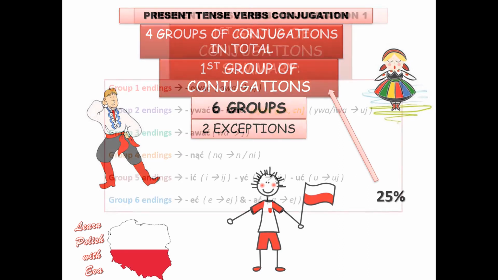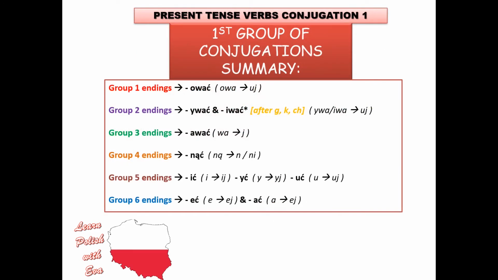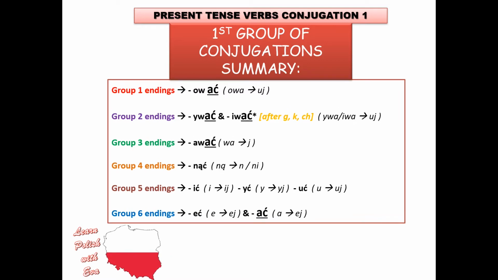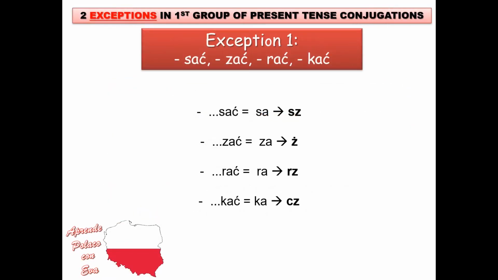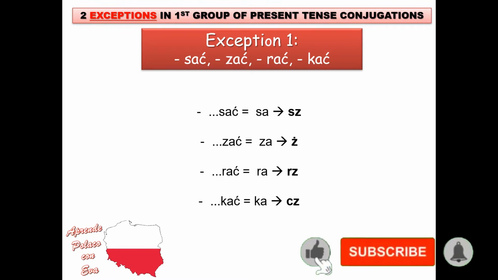So a quick recap of the first group of conjugations and the 6 groups that are present there. The actual 2 exceptions are to do with the verbs that end in ać. To understand this video, as I said, watch the other video on the subject. So that was exception 1. It was all the verbs with the preceding letters S, Z, or K, and they had a special stem change that we see on the screen today.